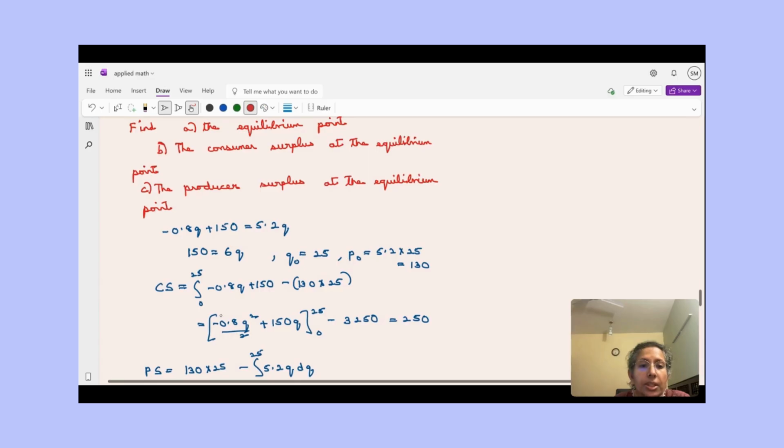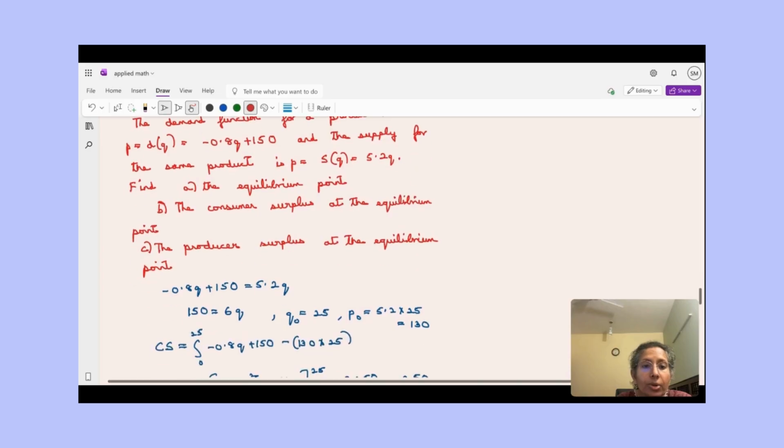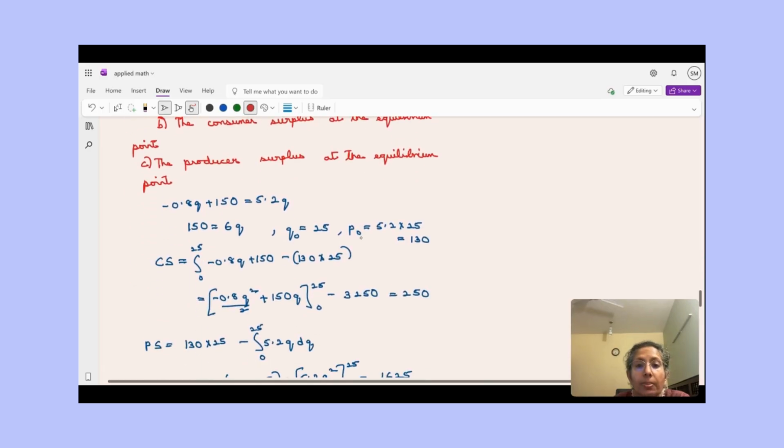Consumer surplus is integral 0 to Q naught D(q) dq, that is minus 0.8q plus 150, minus P naught Q naught, that is 130 into 25. So you get minus 0.8 q squared by 2 plus 150q within the limit 0 to 25, minus 3250. So you get the answer as 250.